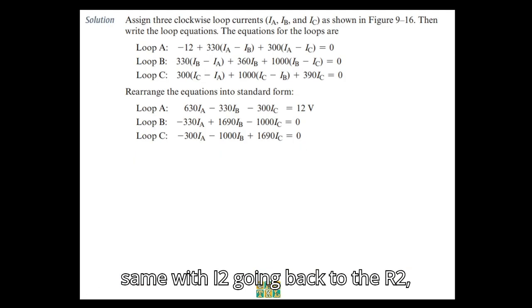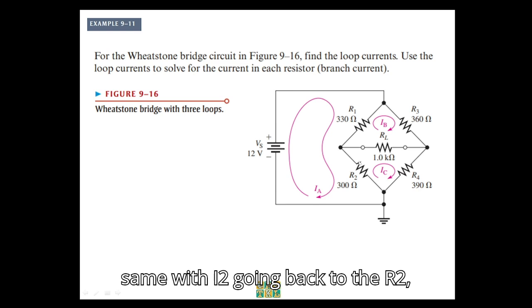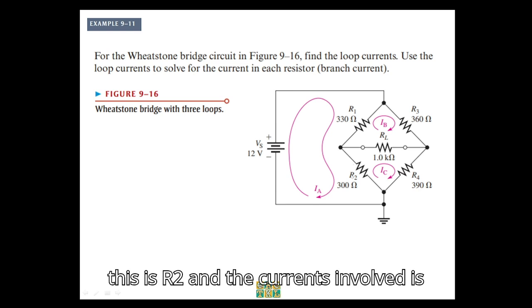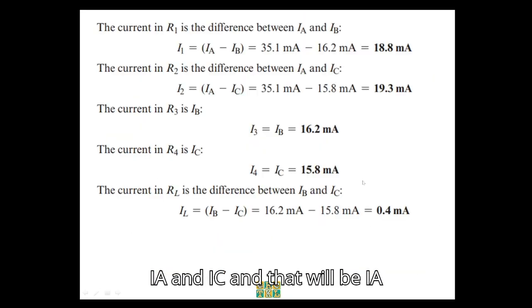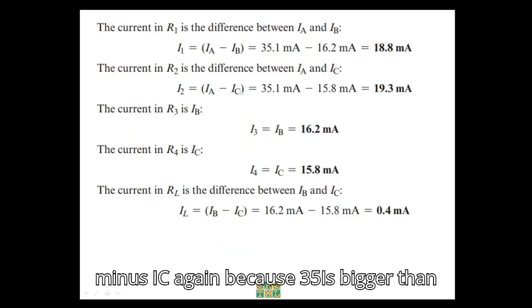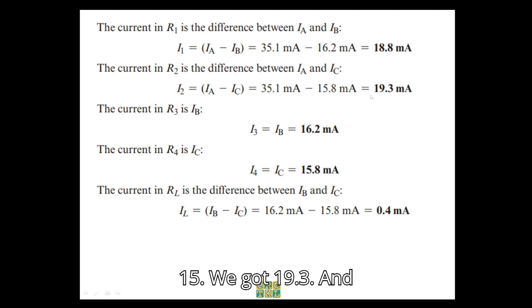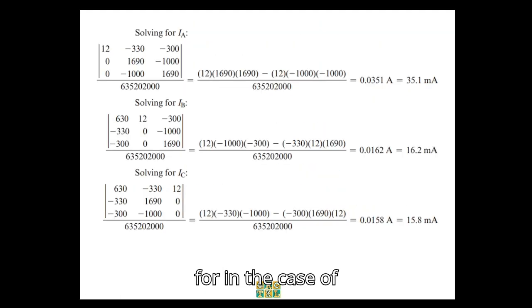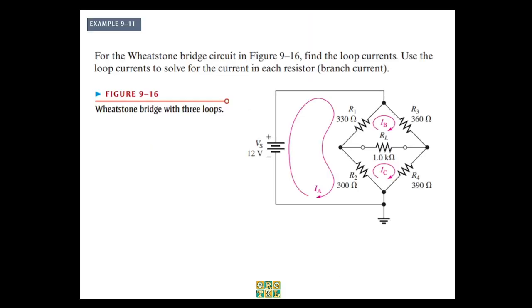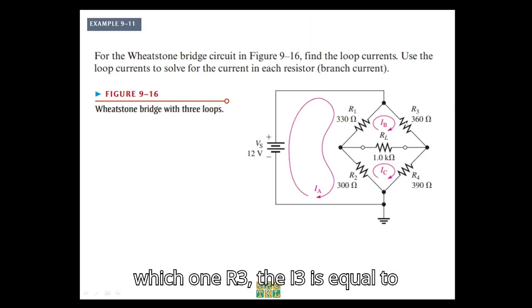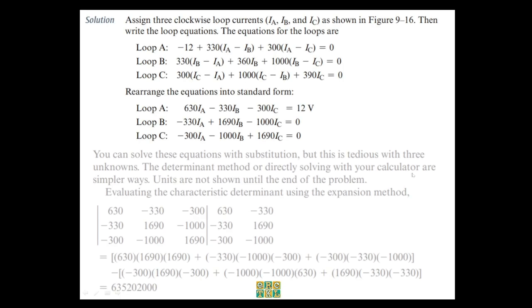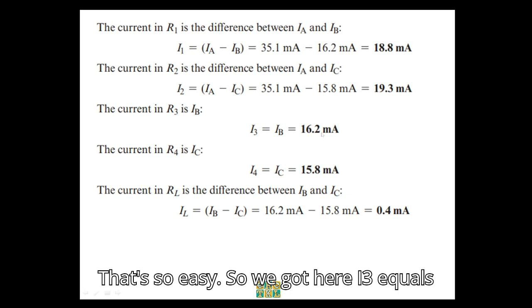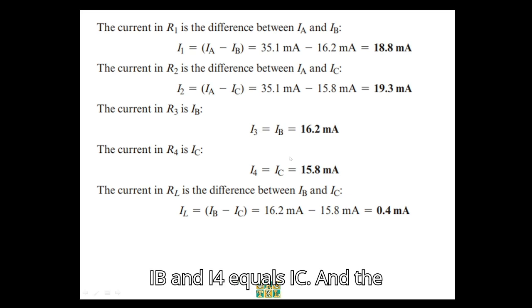Now, the same with I2, going back to R2, and the currents involved are IA and IC. We get the difference between IA and IC, and that will be IA minus IC again, because 35 is bigger than 15. We got 19.3. And in the case of R3, the I3 is equal to IB, and the I4 is equal to IC. That's so easy. So I3 equals IB and I4 equals IC.